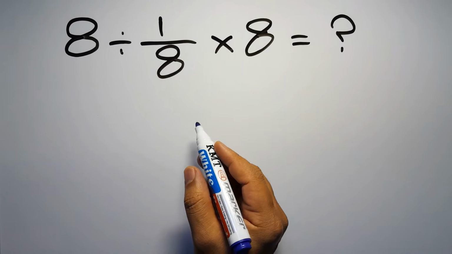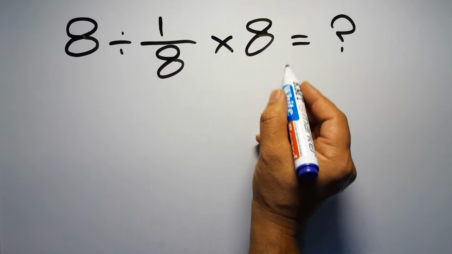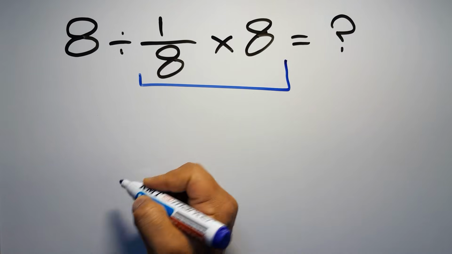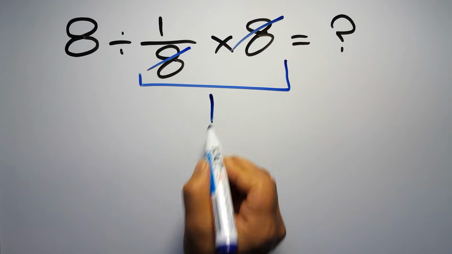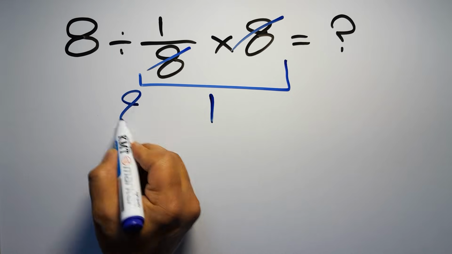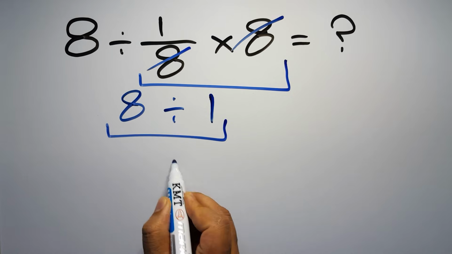First, we do this multiplication. 1 over 8 times 8. We can easily cancel this 8 and this 8. So here we have just 1. And 8 divided by 1 gives us 8.